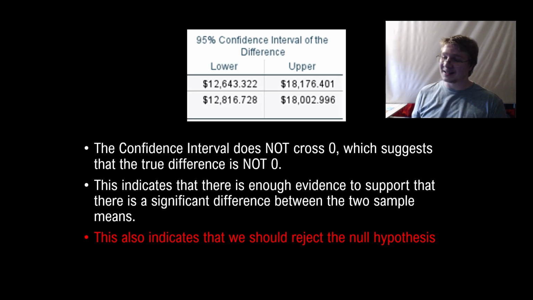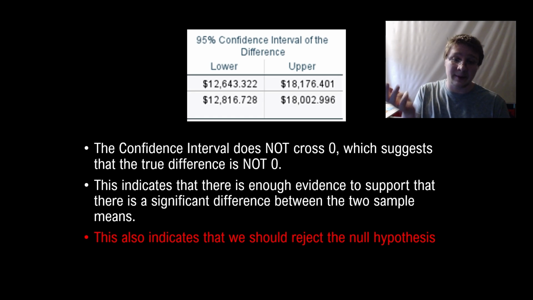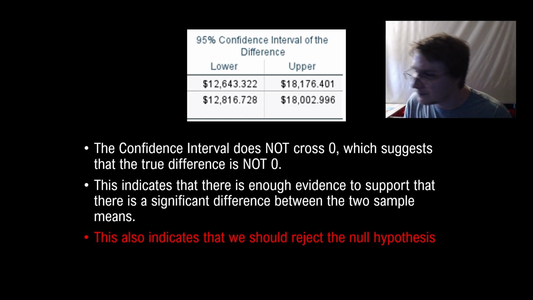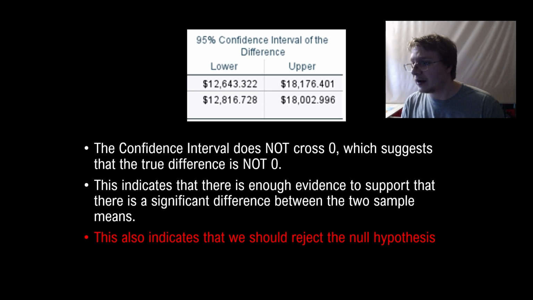This indicates that there is enough evidence to support that there is a significant difference between the two sample means, which also indicates that we should reject the null hypothesis. So all three things tell you that we're going to reject this null hypothesis. There is a big difference in salaries between men and women, according to this sample. Then we're going to go on to the next thing.